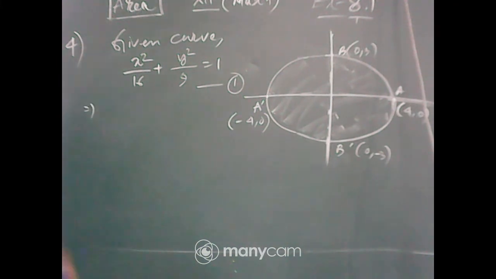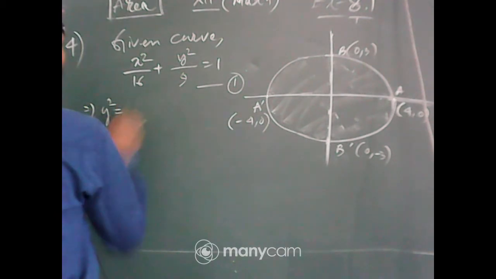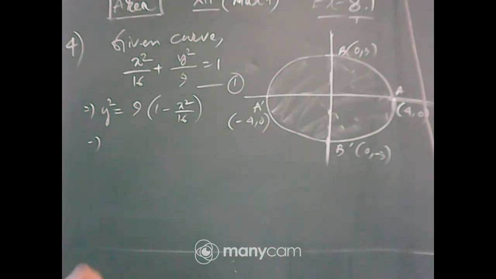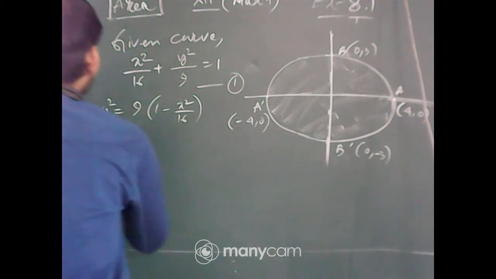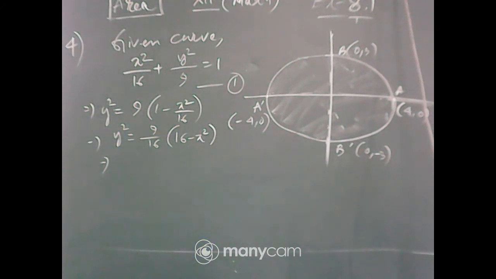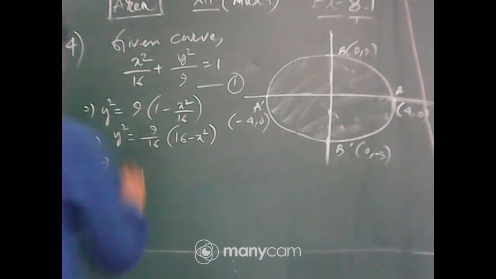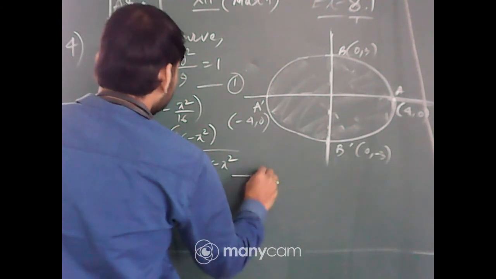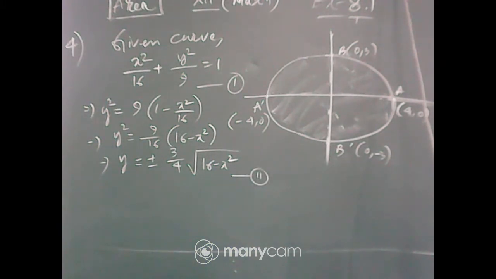Now first of all I am changing the whole thing to y equals in terms of x. Here y square equals 9 into 1 minus x square by 16, isn't it? So y square equals 9 by 16 into 16 minus x square. So y equals, you may write plus minus, but whenever doing in the first quadrant, we will only take the plus value. 3 by 4 root over 16 minus x square. Isn't it? Do the calculation in your copy and respond.